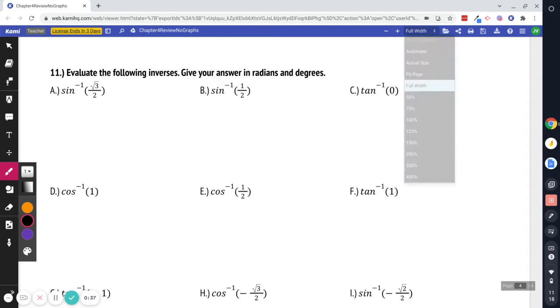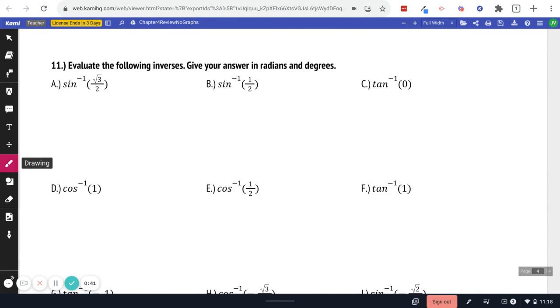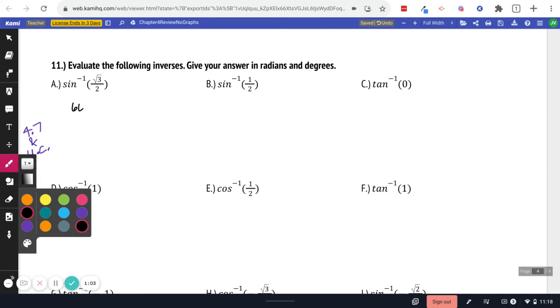So it says evaluate the inverses, and this inverse stuff actually comes from two places. It comes from 4.7 and it comes from the unit circle, right? Because we took notes on inverses, but really all the information comes off of the unit circle. So sine inverse of root 3 over 2. I go to the sine column, I find root 3 over 2. I get 60 degrees, or I get pi over 3.